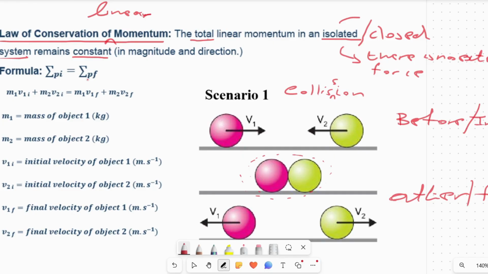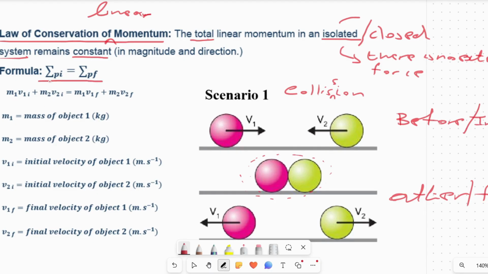Now how do we express that? This is what the law of conservation of momentum states: the sum of momentum before the collision will be equal to the sum of momentum after the collision. Here we are denoting initial and final. Initial is the same thing as before. We are denoting f for the final, the momentum after the collision.